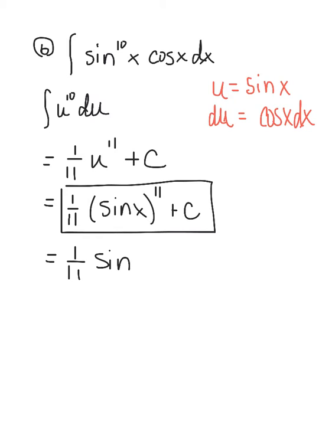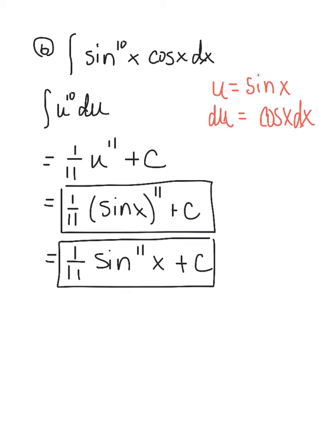Now, if you want to write it like this, I'm just going to show you. Both of these are acceptable. I don't really care how you write it. You can write it with the 11 at the end, but if you're going to write with the 11 at the end, the sine x has to be in parentheses. Okay? If you want to write it here, that is equivalent to this. But again, you need these parentheses.